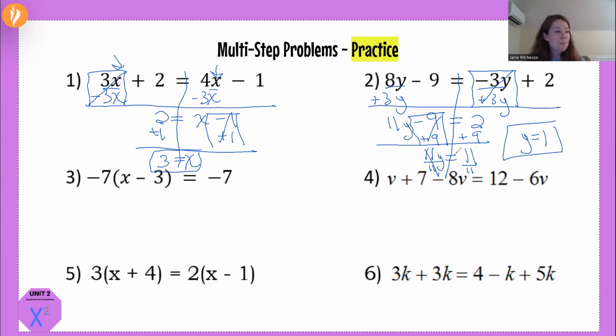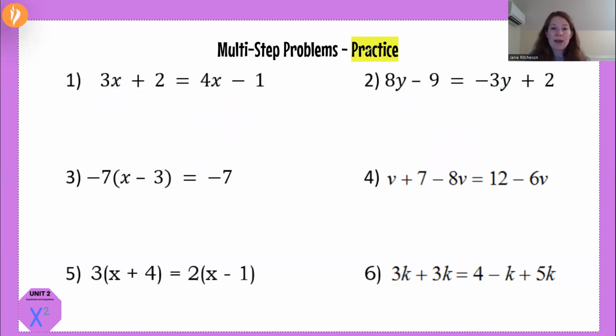That's the answer. Number 3, the first thing I'm going to do is make sure I don't have any parentheses. The only way to do that is by using the distributive property. So negative 7 times x is negative 7x. Negative 7 times negative 3 is positive 21. All righty. This is a two-step equation.